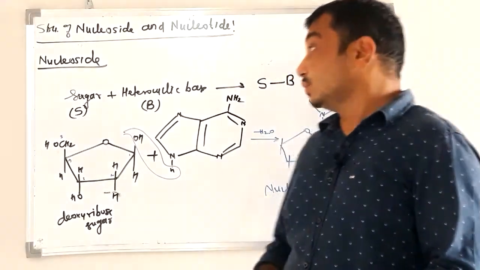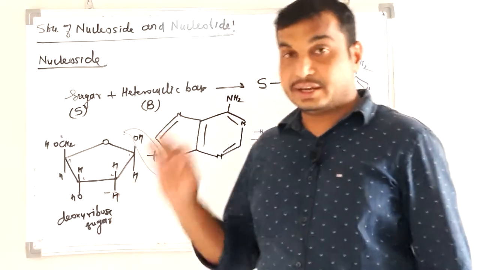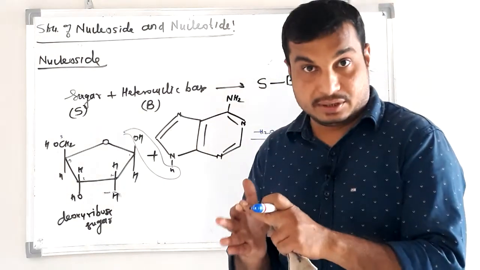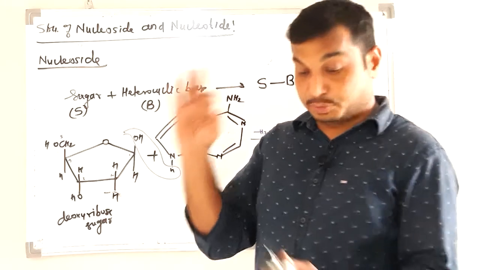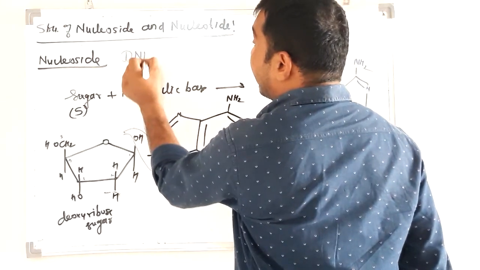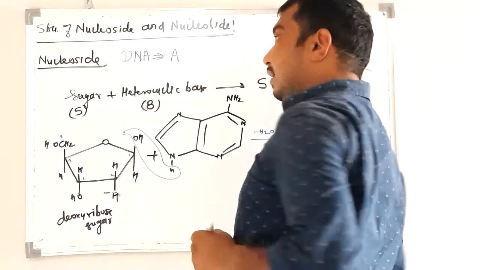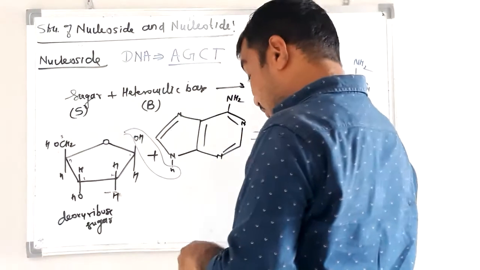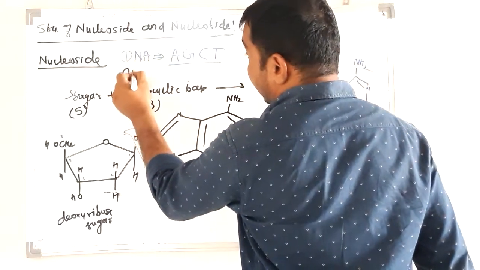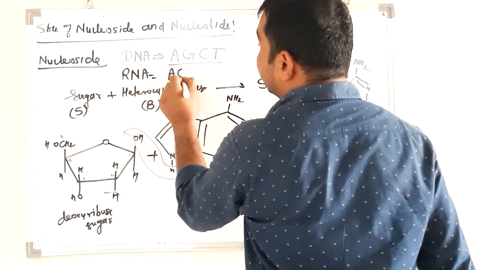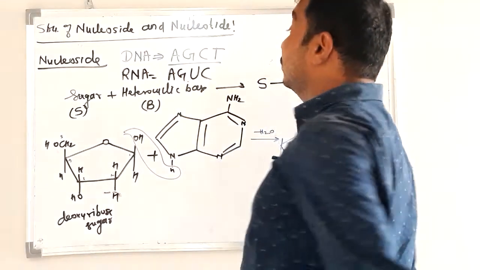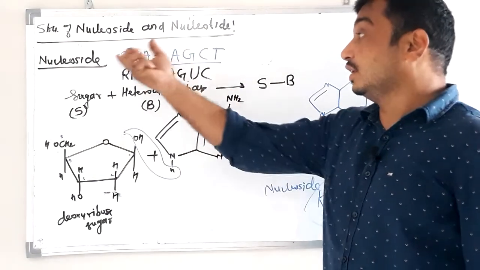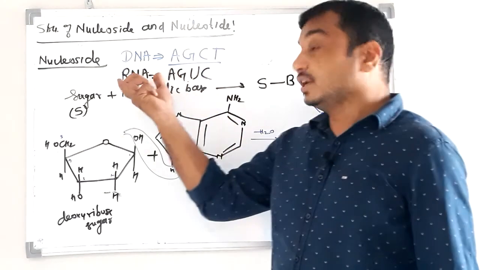In case of DNA and RNA, 4 types of heterocyclic bases are present. Remember, DNA contains adenine, guanine, cytosine, thymine, but never contains uracil. And RNA contains A, G, U, C, but it never contains thymine. So, these are the 4 bases present in DNA and these are the 4 bases present in RNA.